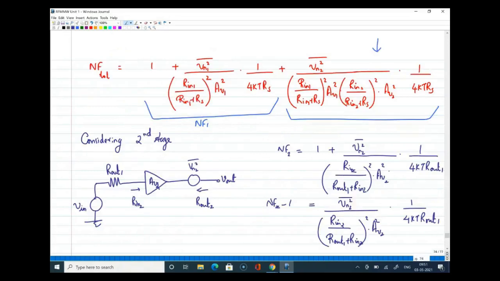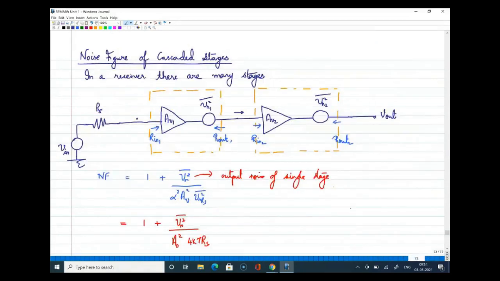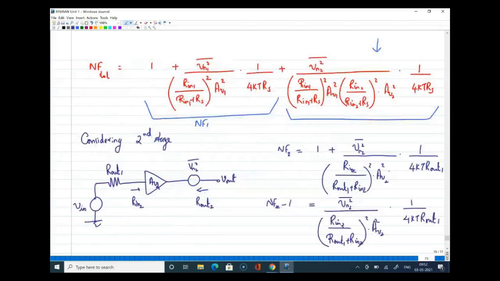So where we started is, in order to find the noise figure of cascaded stages, we have taken two stages with the input source resistance separate. The first stage noise is represented as VN1 square. Second stage noise is represented as VN2 square. Then referring back to the noise figure expression, it is 1 plus VN square by alpha square AV square VNRS square. Now VN is the output noise of the single stage. That is what we understood from the noise figure expression. Now since we have two stages here and we want to write VN square of these two stages at the output, that is what we did first before applying to the noise figure expression.